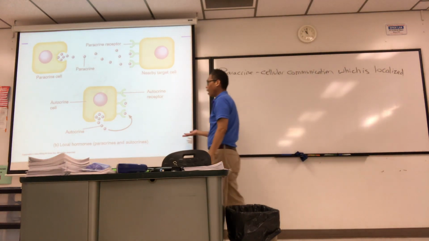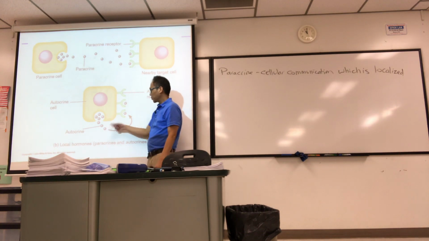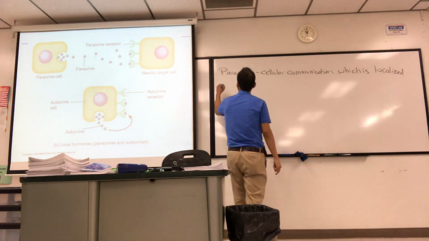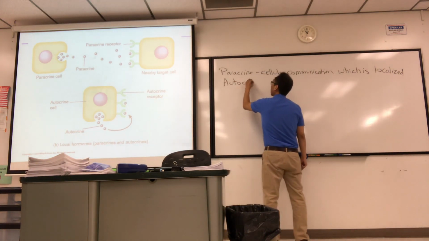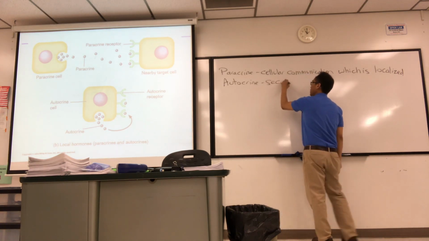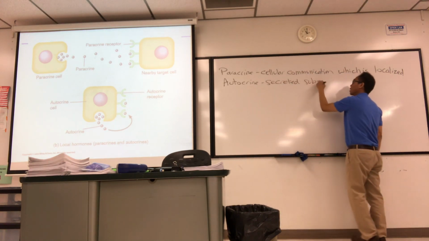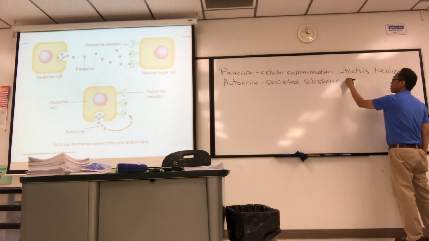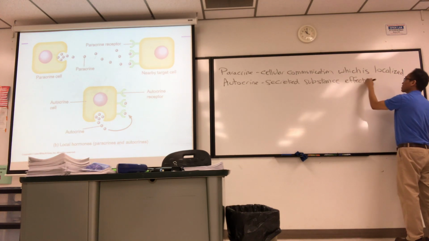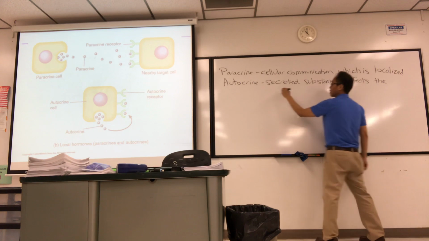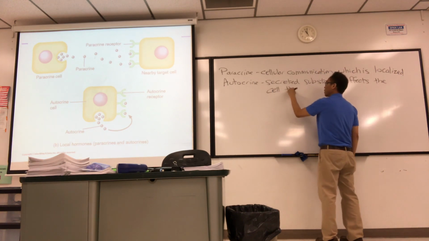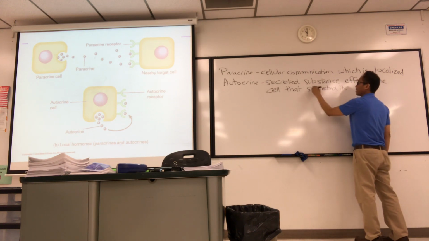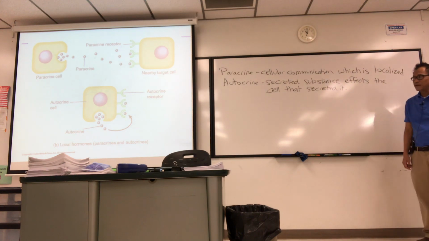The bottom picture is showing you an autocrine response, where the secreted substance affects the cell that secreted it. So cells affecting nearby cells, cells affecting themselves.